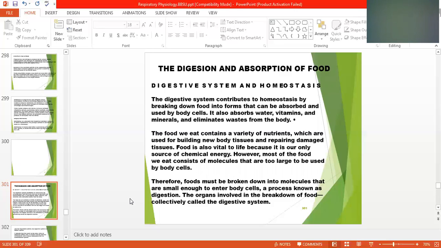However, most of the food we eat consists of molecules that are too large to be used by cells. Therefore, food must be broken down into molecules that are small enough to enter the body cells, a process known as digestion. The organs involved in the breakdown of food are collectively called the digestive system.